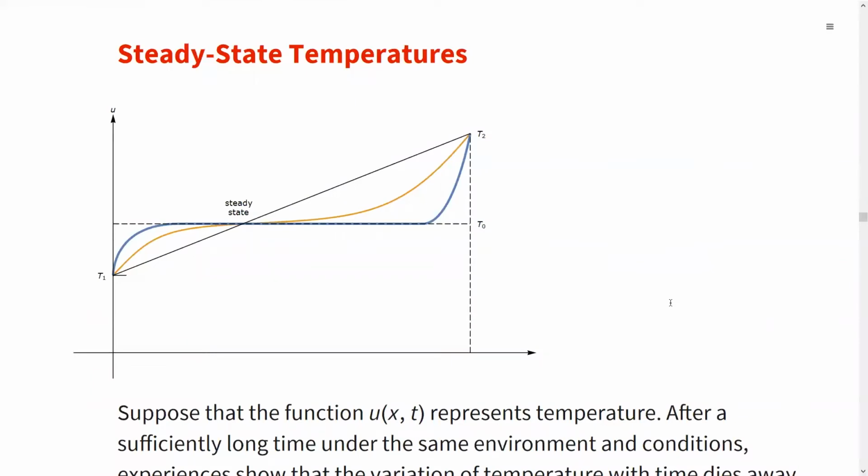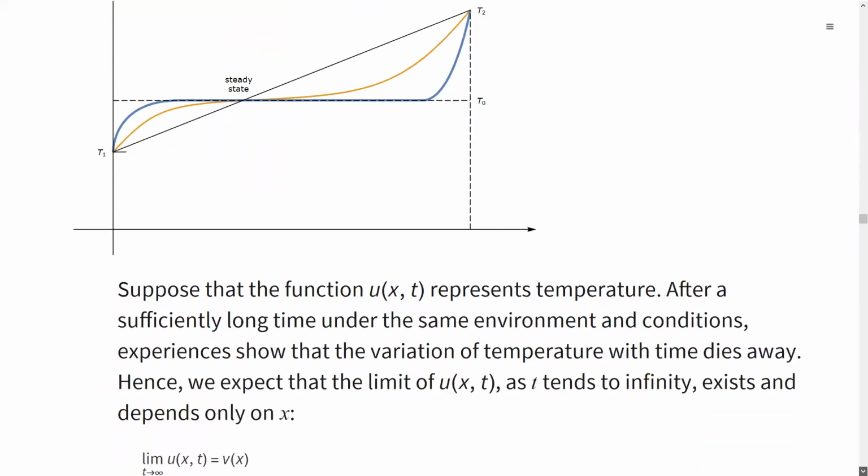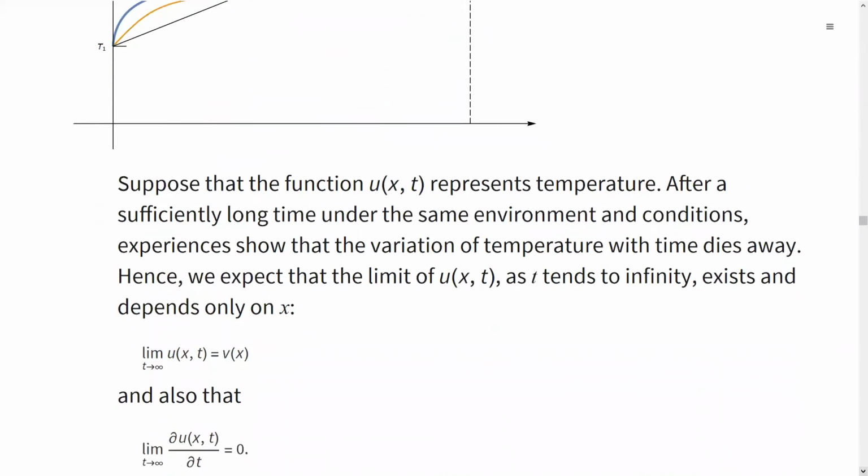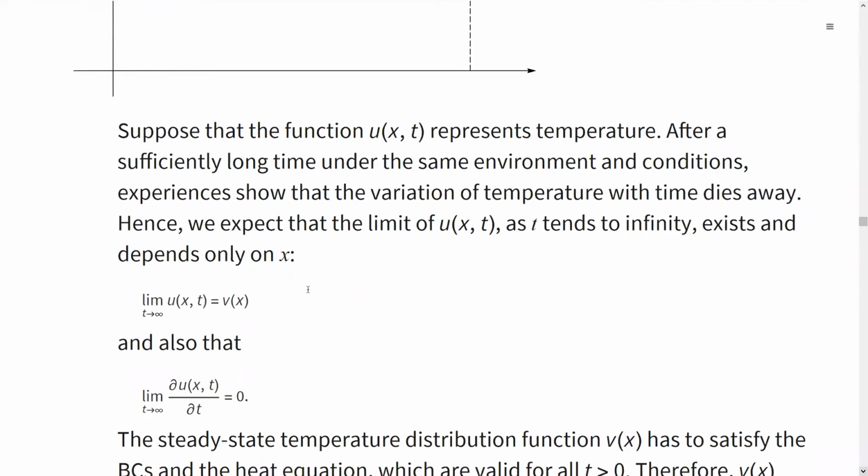Okay, so now the next is, suppose that u represents temperature after a sufficiently long time under the same environment and conditions. Experience shows that the variation of temperature with time dies away, so we expect that the limit of u as t tends to infinity exists and depends only on x. So we have the limit just in terms of v of x.